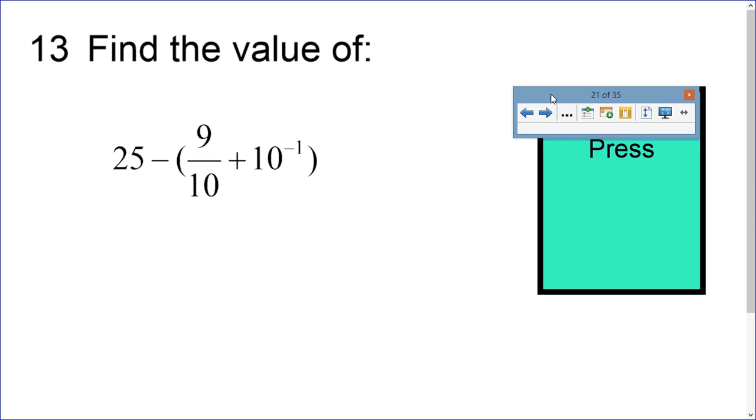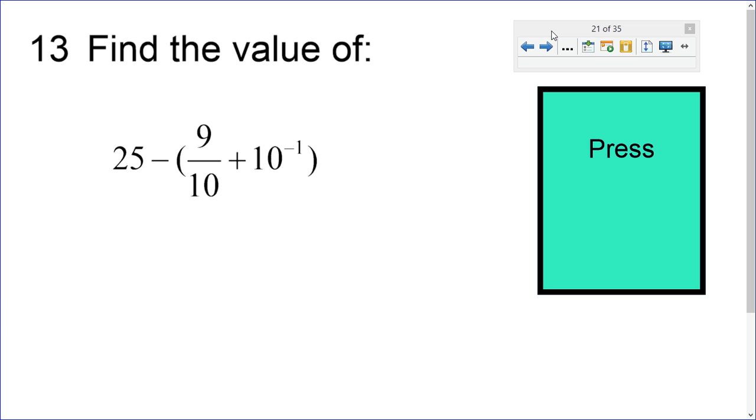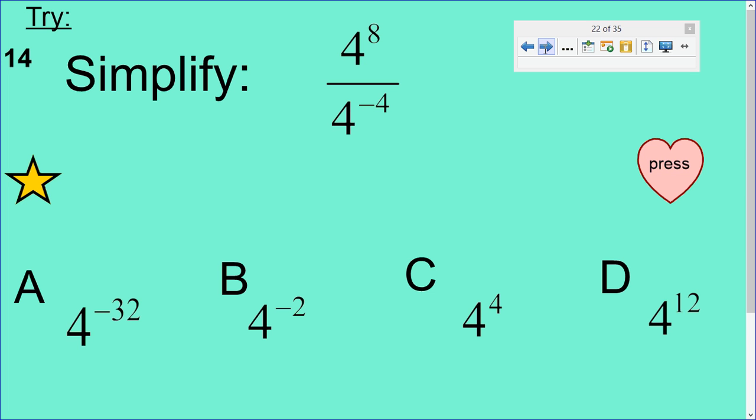Here's another question for you to try. We'll talk about that in class. Find the value of 2 minus 9 over 10 plus 10 to the negative 1. Here's another question. Simplify 4 to the 8th power divided by 4 to the negative 4th. Well, we at least have a multiple choice, so one of them has got to be right. So hopefully you'll pick the right answer in class.